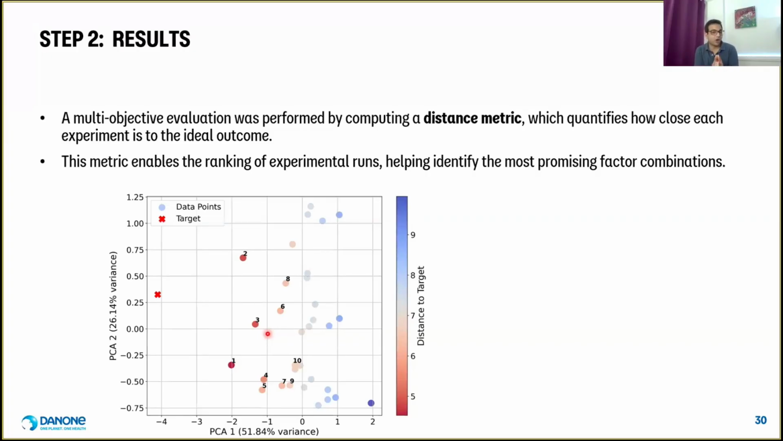For the top 10 runs which are closest to our target, we found out which combinations are most prevalent in those top 10 runs, and those combinations look something like this. So we found two-molecule combinations and three-molecule combinations which resulted in being closest to what our project objective was.